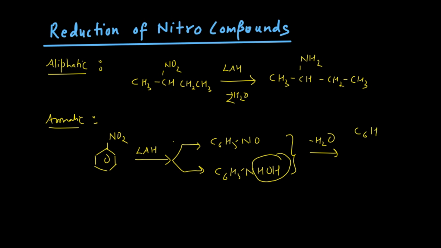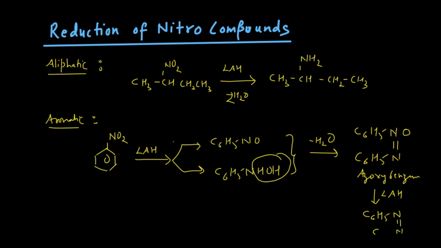you are having C6H5 over there with nitrogen and oxygen, and in the bottom you are having C6H5, N is there, and they get connected. This is azoxybenzene. When you reduce this with LAH, then you will form azobenzene, C6H5N double bond N C6H5, plus H2O. This is your azobenzene. Okay, very important reaction.